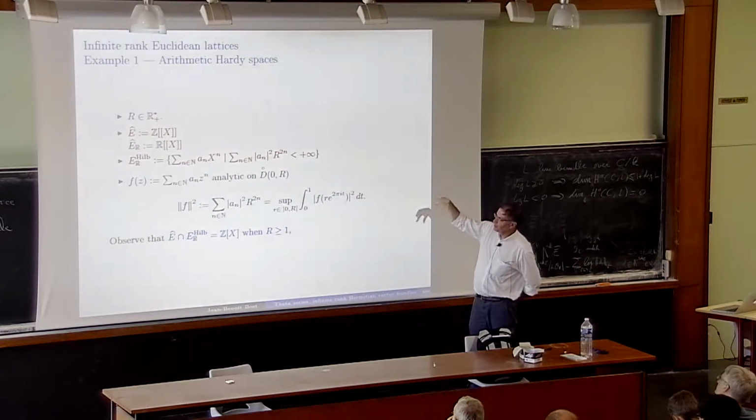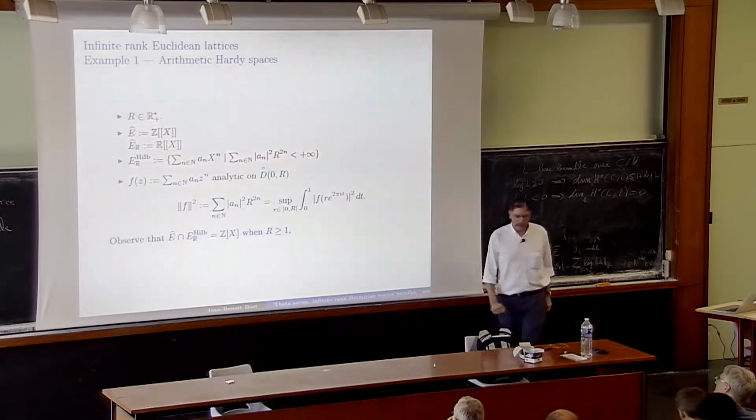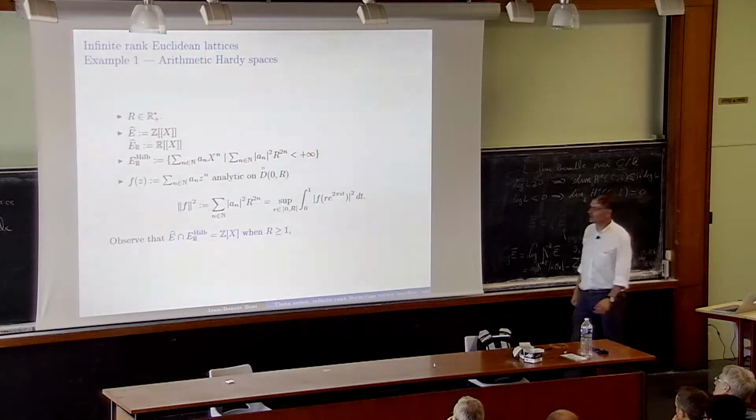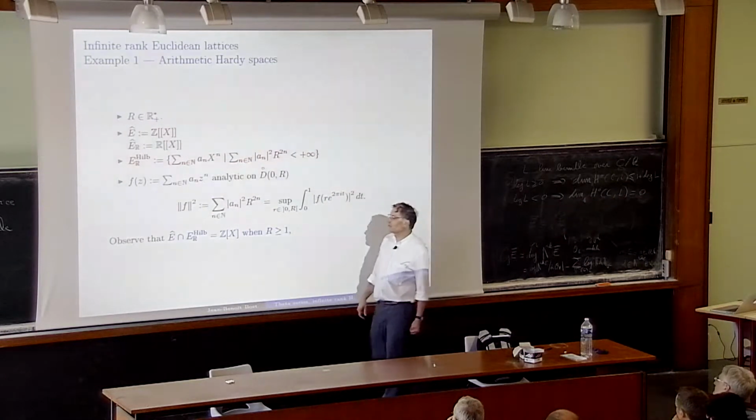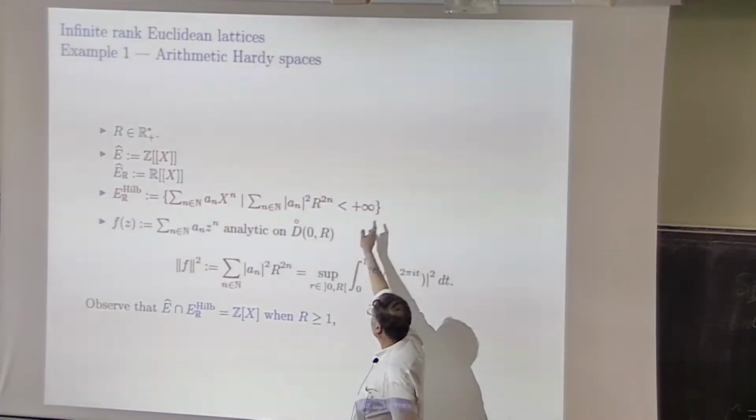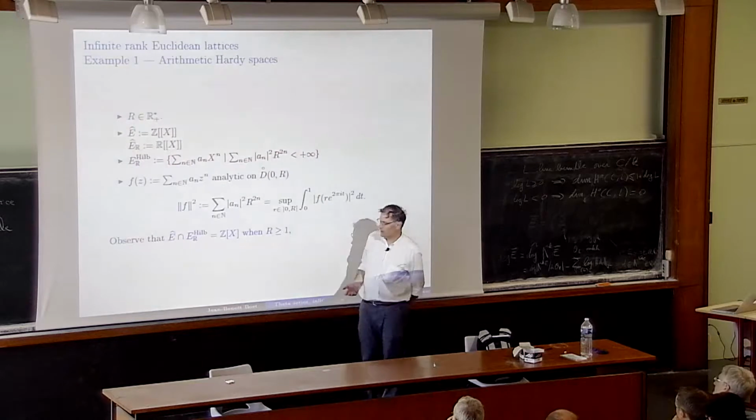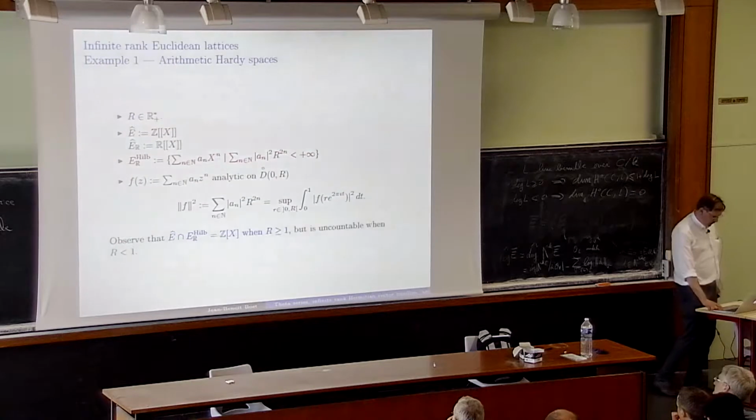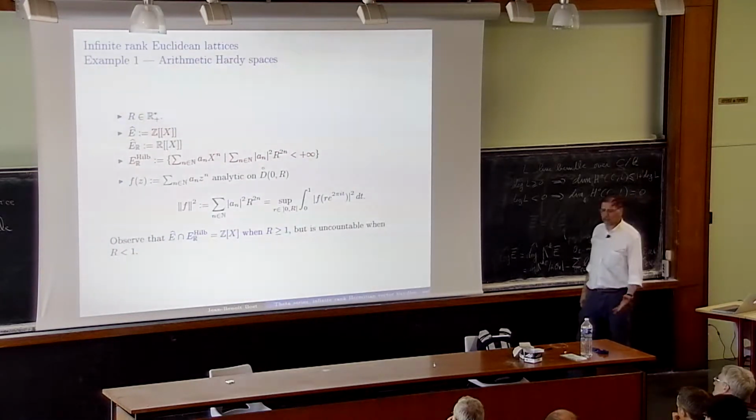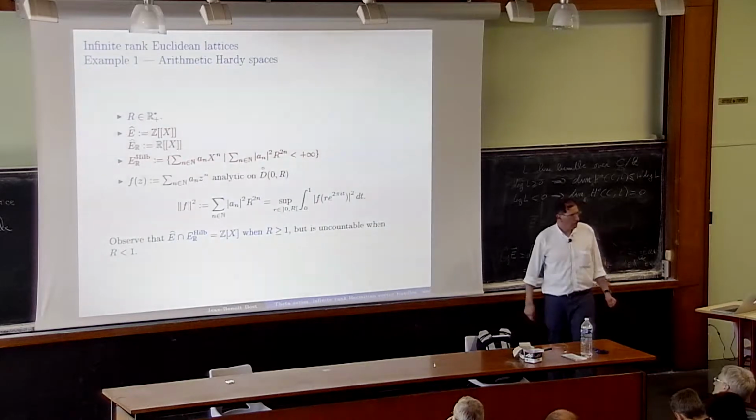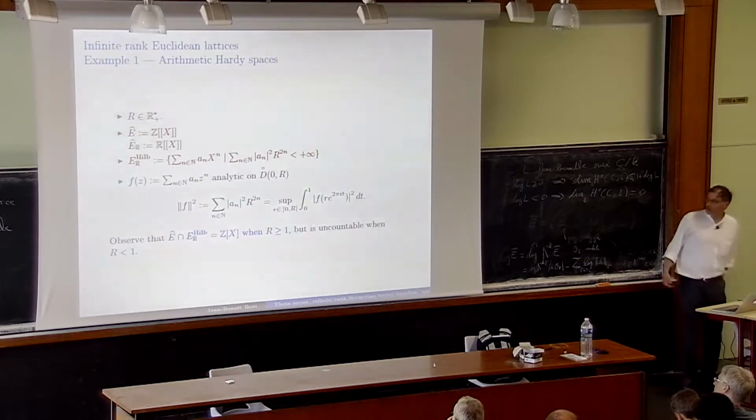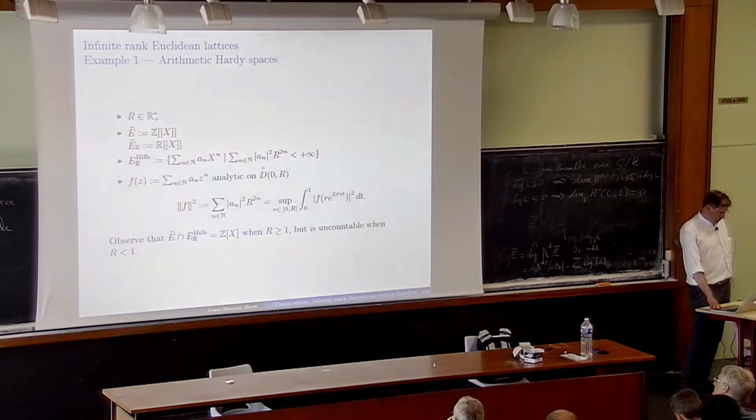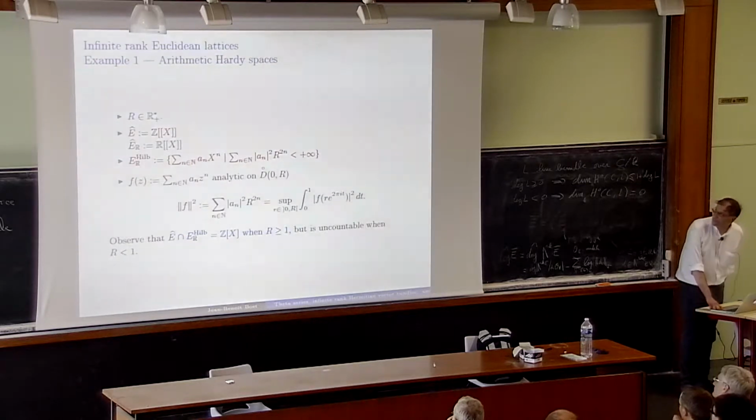These infinite rank Euclidean lattices really depend on the choice of R. For instance, when R is large, at least 1, it's very easy to see that the only formal series that is L2 on this disk of radius at least 1 has to be a polynomial. But when R is small, this intersection is very, very large, is uncountable. So there are many ways to see that. But these objects are quite general and basically impossible to classify. Okay, this is the first example.